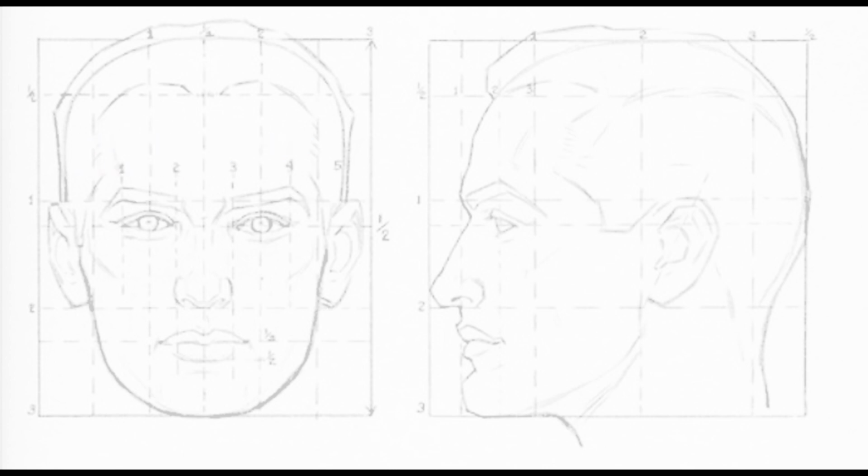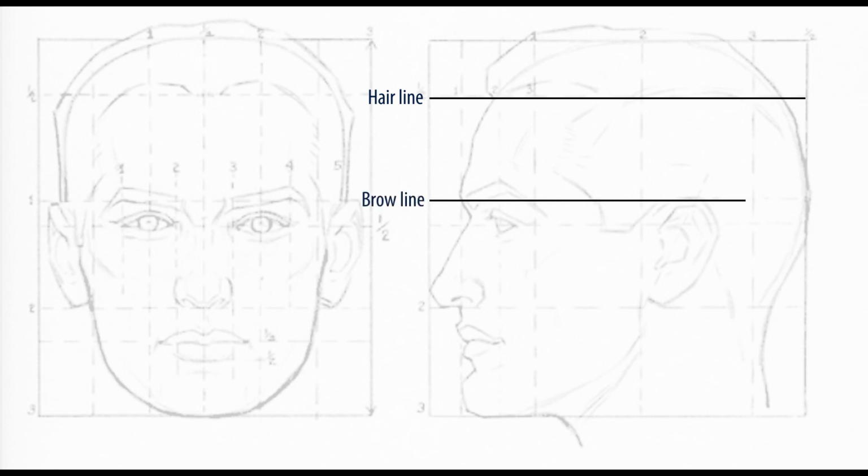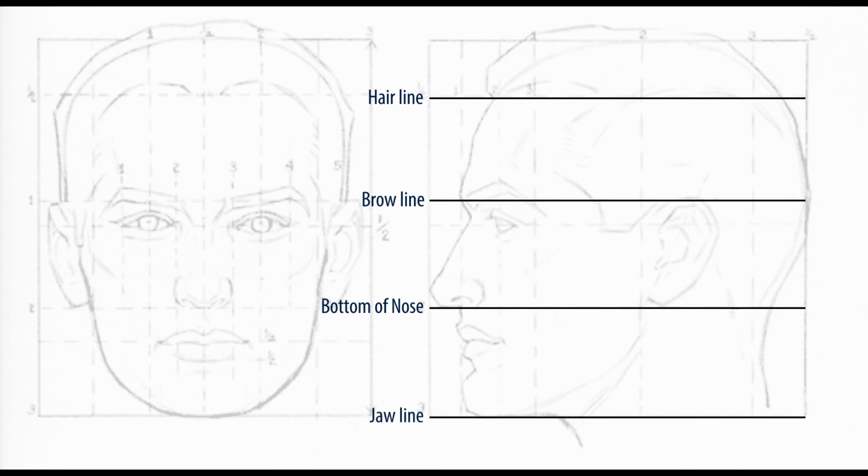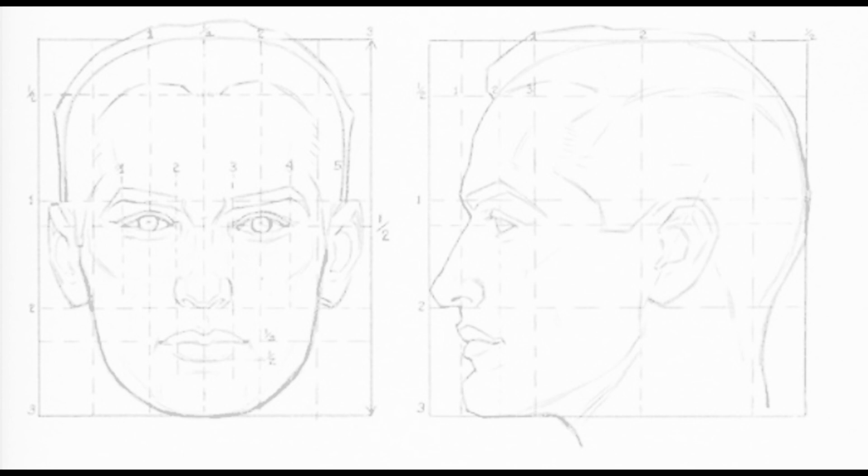The head can be divided into thirds from the hairline to the jawline. The first third extends from the hairline to the brow line. The second third extends from the brow line to the nose. And the last third extends from the nose to the jawline. And lastly, the length of the head is equivalent to the width of the head.